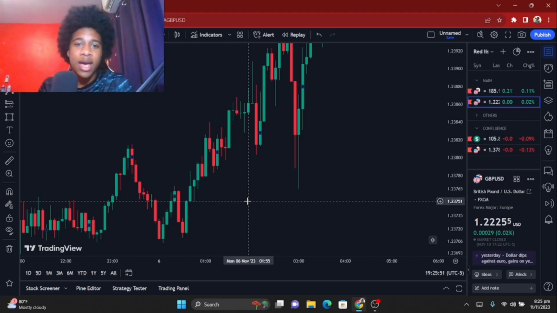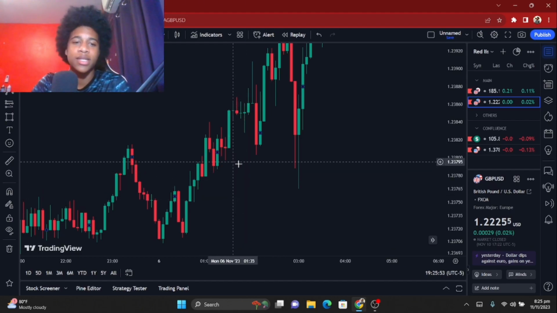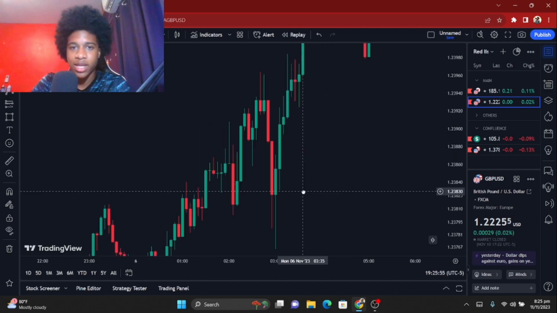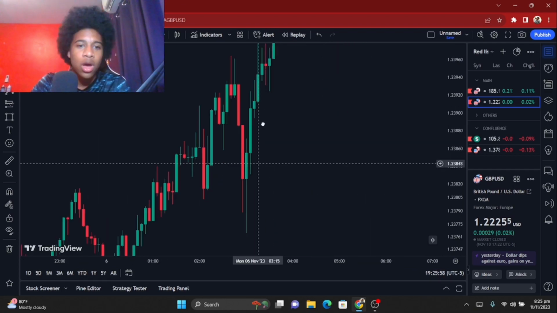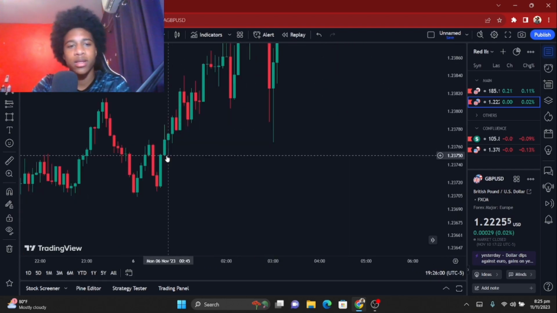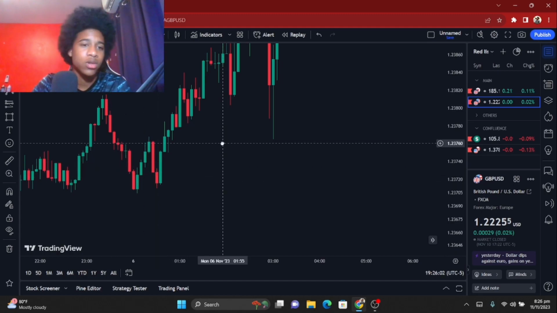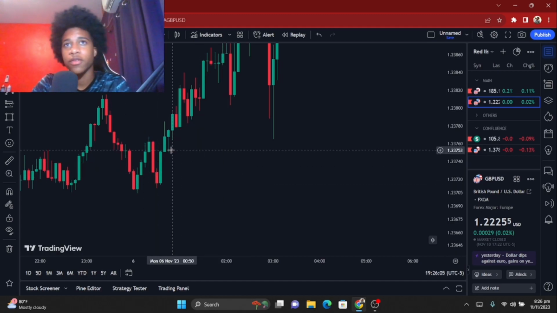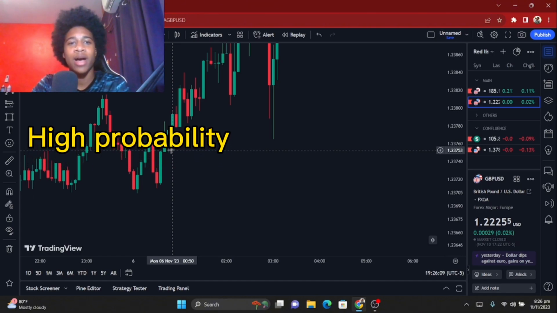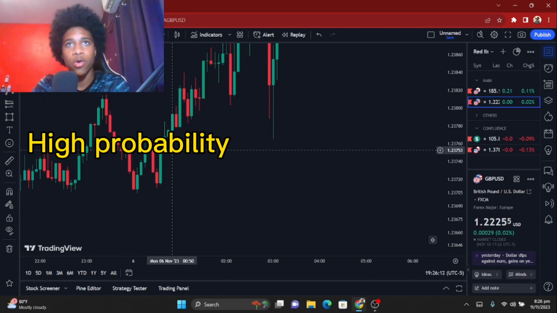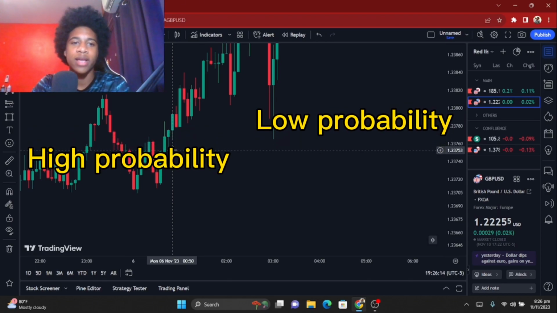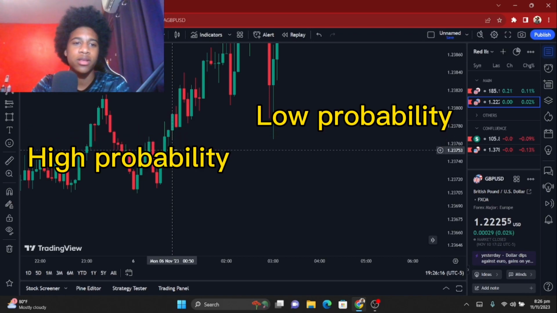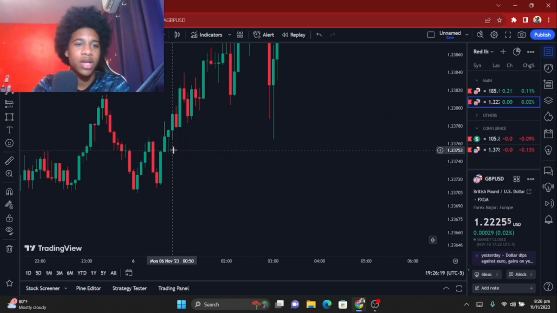Okay, so when I say high probability setups versus low probability setups, high probability setups is where it has stronger momentum pushes, right? And low probability setups is when it has like tiny ones, right? So I have a question for you guys. Which setup would you rather take? The high probability where you have a higher chance of getting out at a win, or a low probability where you guys can get stopped out easily, right? So I know some of you guys would have chosen the high probability, right? So here's an example of a low probability, right?